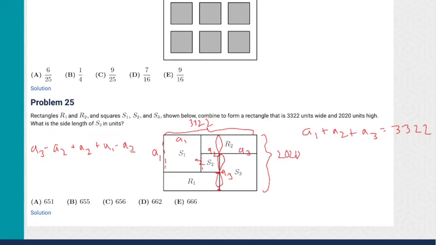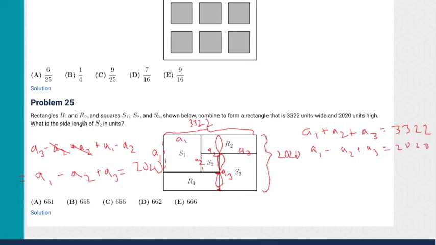So I'm just going to simplify this. This is, we have A1 minus A2 plus A2 cancels out. So this is minus A2 plus A3. These are equivalent expressions. And this is equal to the height of our total thing, of our total rectangle, 2020. So I'm going to write this equation right here. A1 minus A2 plus A3 equals 2020.